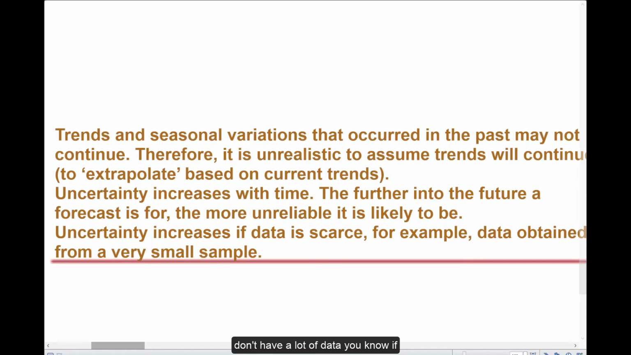Outside of that, data. If we don't have a lot of data, if data is to some extent scarce or indeed limited, clearly that's going to affect the usefulness of the techniques that we discussed above.